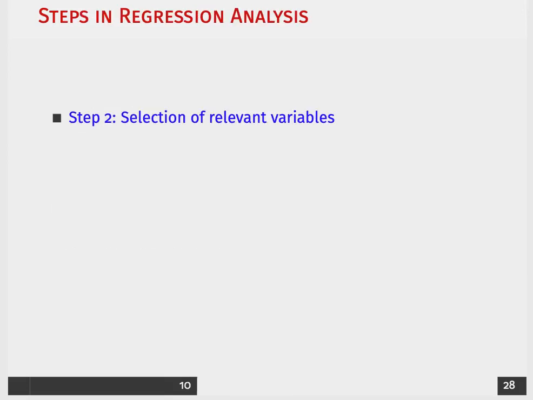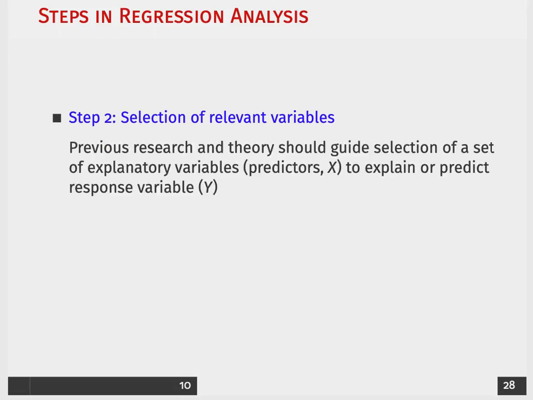Now that we have our research question in hand, we can go ahead and select the relevant variables that we're going to use in our regression analysis. This should be informed solely based on whatever research and theory that is guiding you within the field that you're interested in. You need to think about a host of different explanatory variables that could help explain or predict some outcome or response variable that you're interested in.